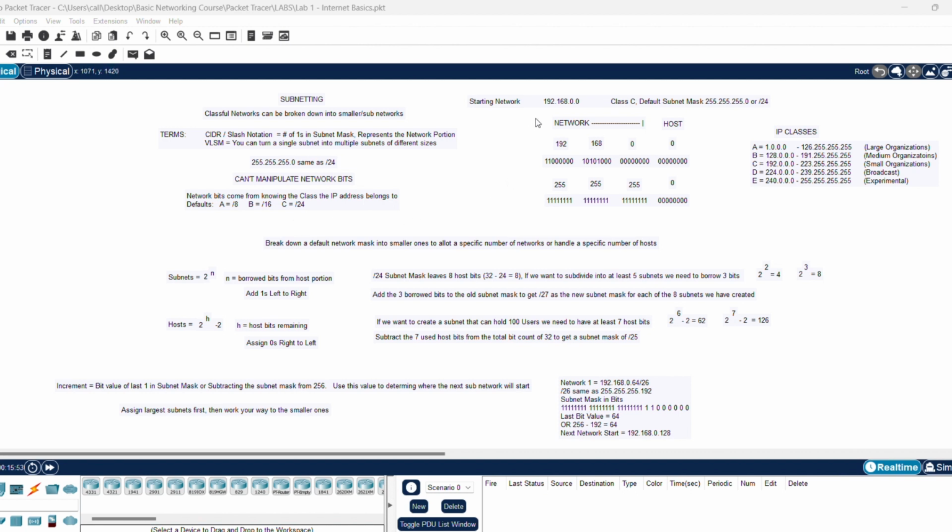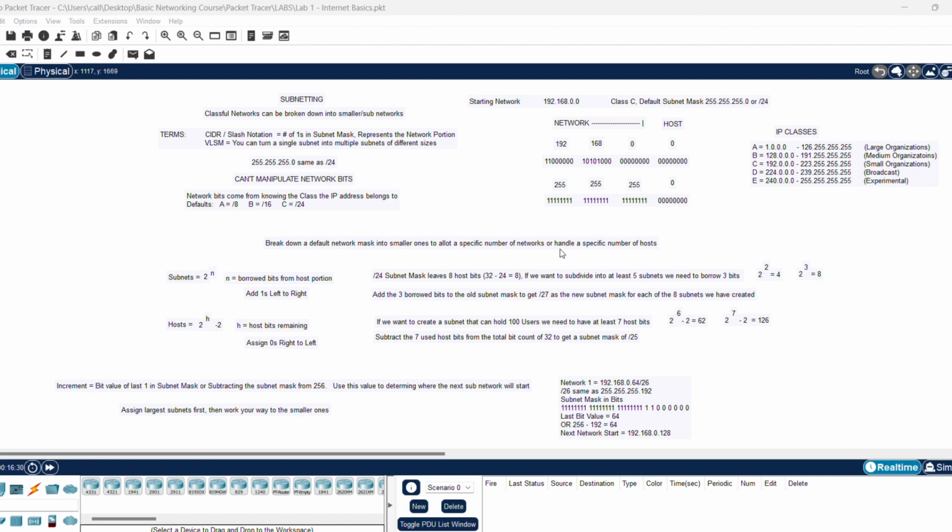So for an example, if we had a starting network of 192.168.0.0, that would be a class C. As we see in this little list over here, 192 is in the class C range. So that default subnet mask is going to be a /24, which is 255.255.255.0. In that, we see all the ones that are turned on in the subnet mask. That represents our network portion. If we're going to subnet this, we cannot touch any of these bits. All we have to work with are the host bits that are remaining after the default subnet mask.